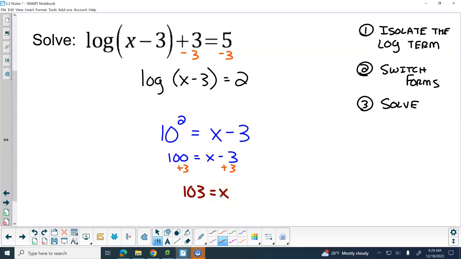And then here, it's really important, because now we're dealing with logs, that we need to check it. What were the two things from Friday that makes logs not work? Or what can't we have in a log? Negative. B cannot equal 1 or 0. What can equal 1 or 0? Base. Okay.